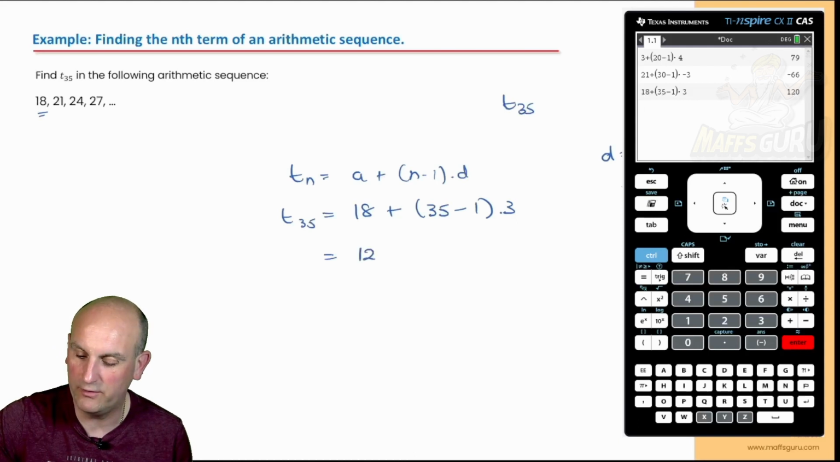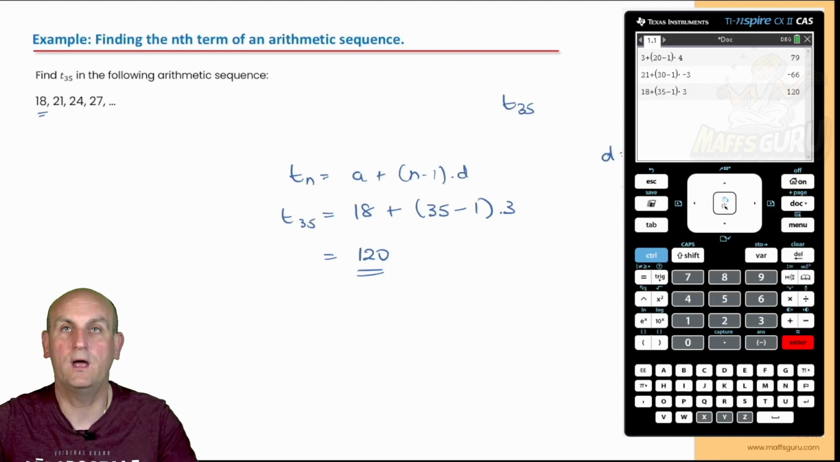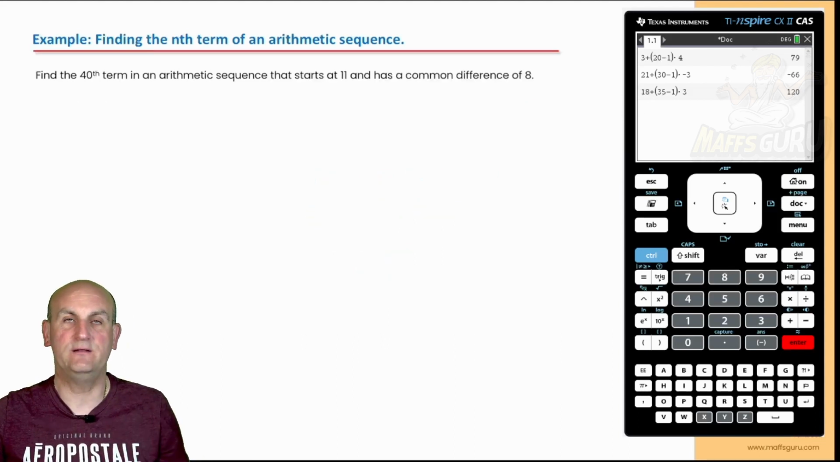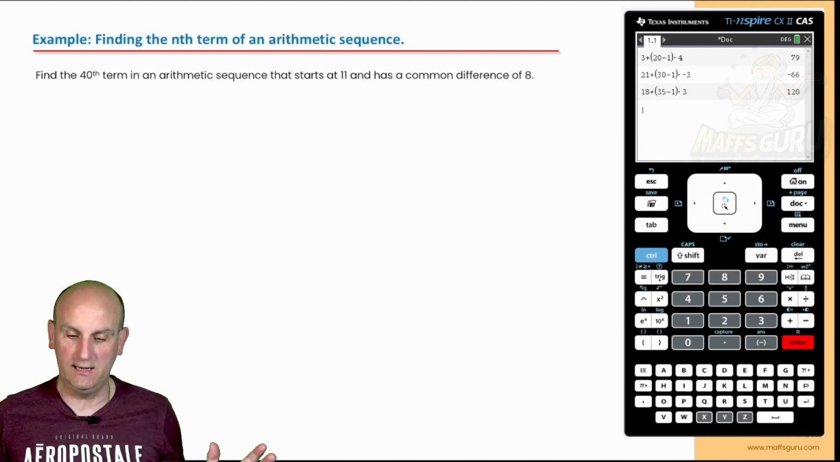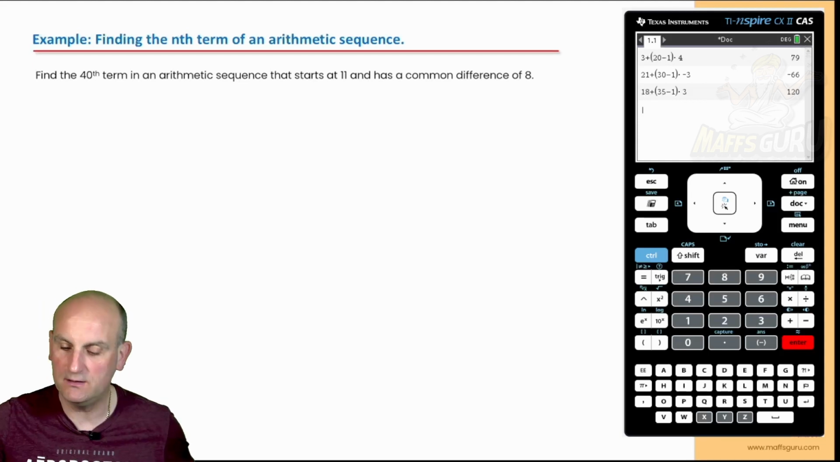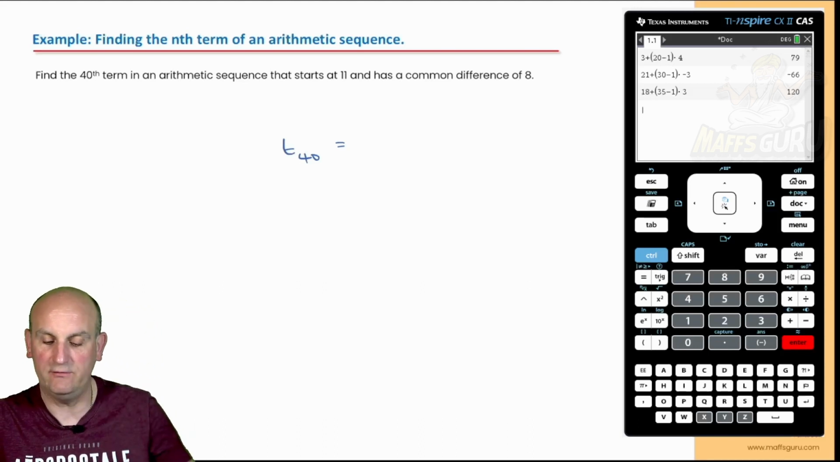And so I know that the 35th number, if I was to write them all out, would be 120. Now, things get a little bit more complicated. They're not giving me a sequence. Oh my goodness. Find the 40th term. Now notice what they've done here. They haven't given me the notation, but I know now that I can write that out as T of 40. I want the 40th term in an arithmetic sequence.